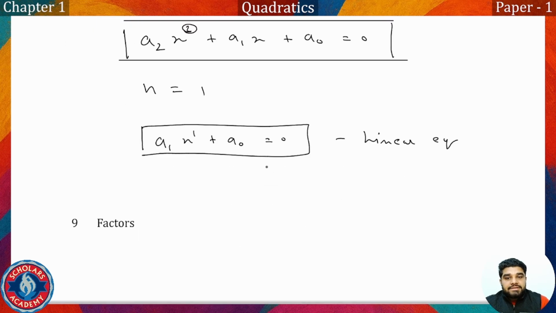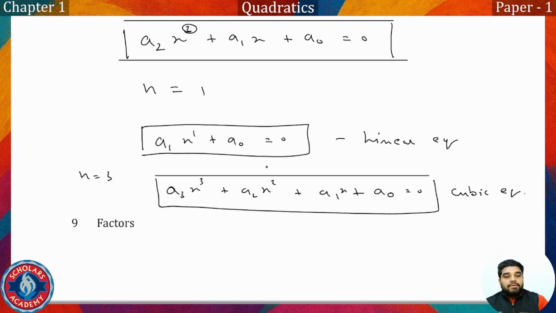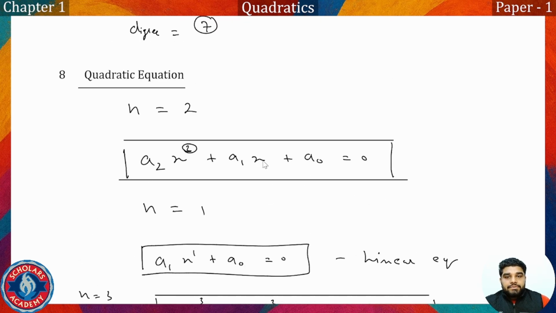And if we take n is equal to 3, we get a cubic equation: a3 x to the power 3 plus a2 x to the power 2 plus a1 x to the power 1 plus a0 is equal to 0. So this is what a cubic equation looks like. Okay, so a quadratic equation is a polynomial equation whose degree is 2. Degree means the highest power of x. So the degree is 2.